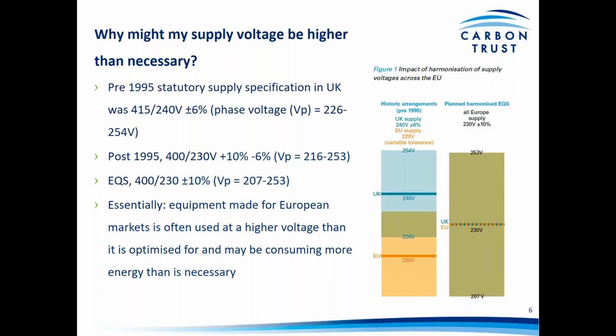Steps to harmonise the voltage levels between UK and mainland Europe were taken back in 1995 when the statutory supply specification in UK was reduced from 240 to 230 volts with a tolerance of plus 10%, minus 6%. And that remains the current UK position to this day.